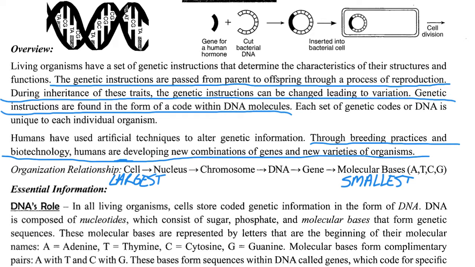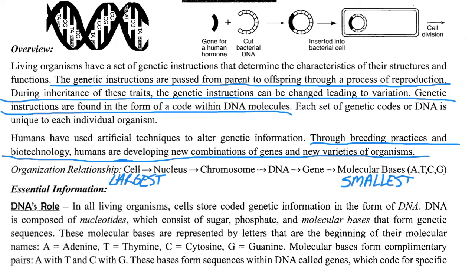Living organisms have a set of genetic instructions that determine the characteristics of their structures and functions. The genetic instructions are passed from parent to offspring through a process of reproduction. During inheritance of these traits, the genetic instructions can be changed, leading to variation. Genetic instructions are found in the form of a code within DNA molecules. Each set of genetic codes, or DNA, is unique to each individual organism. Humans have used techniques to alter genetic information. Through breeding practices and biotechnology, humans are developing new combinations of genes and new varieties of organisms.